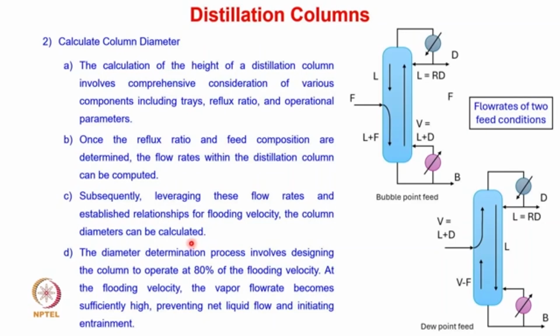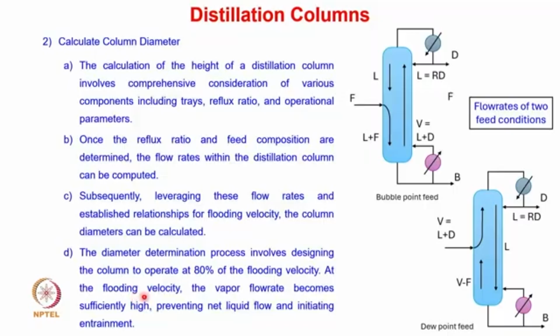the column diameter can be calculated. So remember, in this case we usually want to operate our distillation column with 80% of the flooding velocity. So in order to maintain this 80% flooding velocity, what should be the diameter? That diameter should be the appropriate diameter for the distillation column. This is how we calculate the diameter of the distillation column. So the first step is to calculate number of trays, reflux ratio, isn't it? Then we calculate the feed compositions and flow rates, and based on that, we want to maintain around 80% of the flooding velocity, and based on that we calculate the diameter of the distillation column.